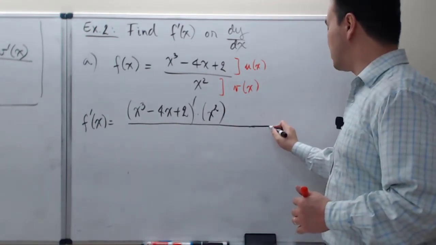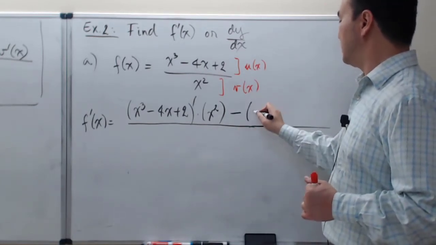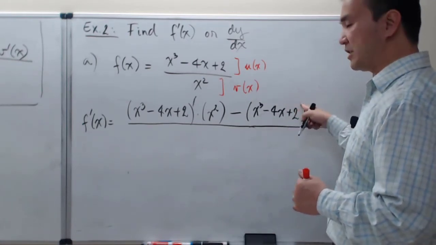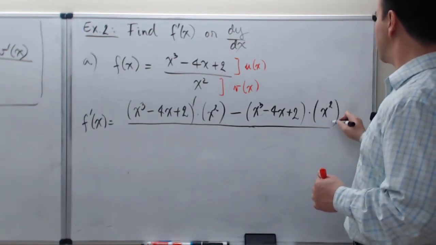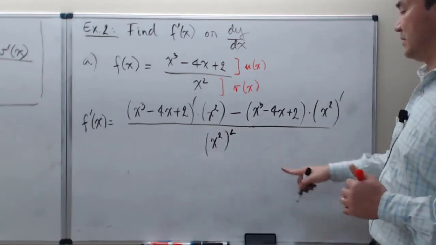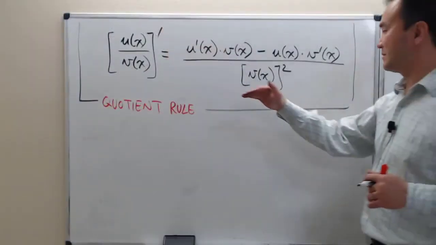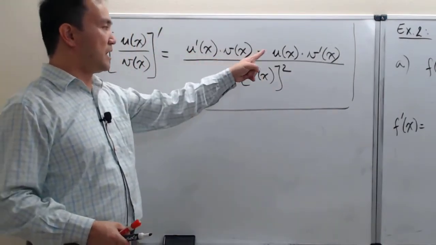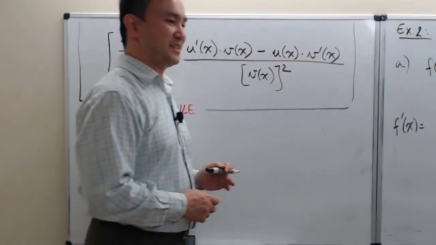And then the quotient rule says minus, and then I'm going to leave x cubed minus 4x plus 2 the same in parentheses, no prime this time, and I am going to multiply it with the derivative of x squared, divided by x squared all squared, the square of the denominator, according to what is written in the quotient rule. So u prime times v minus u times v prime, divided by v squared. All right.